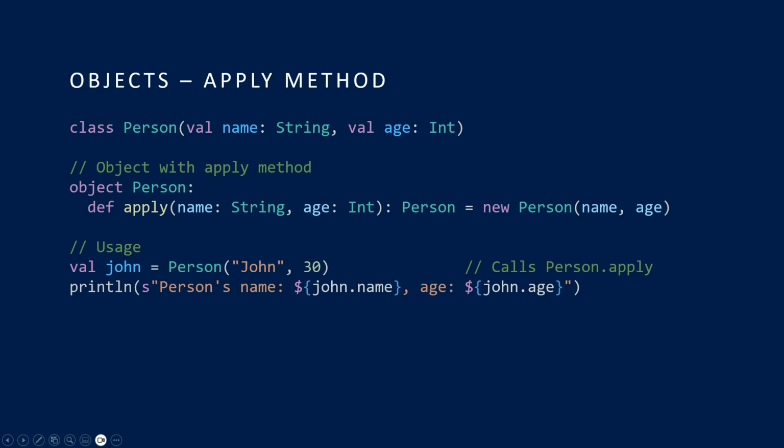You can also have these apply methods. So again, we're just going to have a class with person and an object of person. And within it we have this method called apply. And what's happening here, as you can see, is within this method it's actually creating this new instance of a person and returning that, and it's taking in this name and age.